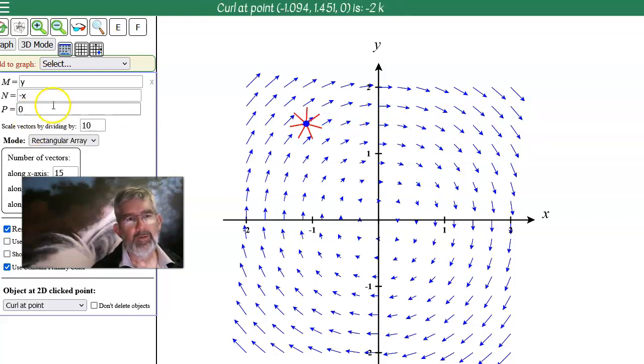Well, let's see. We're using M, N, and P, but anyway, the partial of Q with respect to x is -1, and the partial of P with respect to y is 1, so -1 minus 1 is -2. This is constant curl, -2, so it's into the screen with an amplitude, a size of that vector, of 2. Constant curl everywhere.